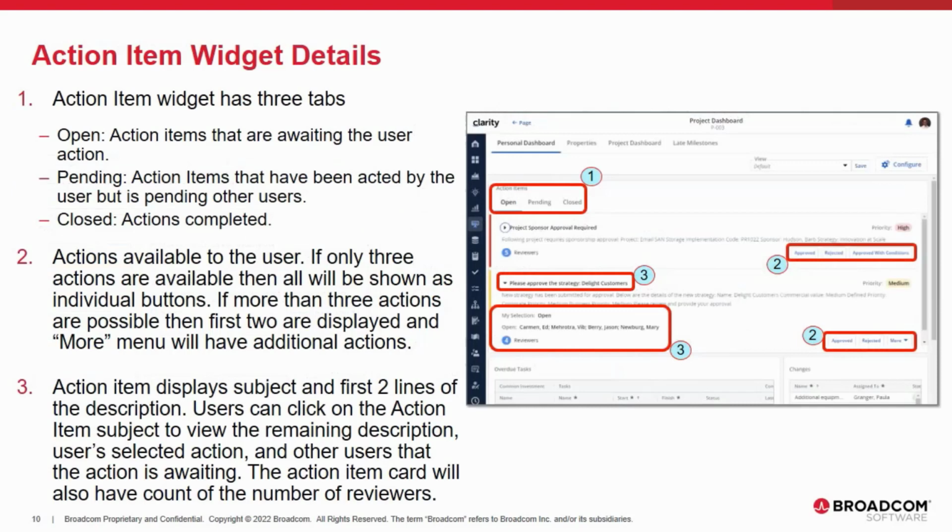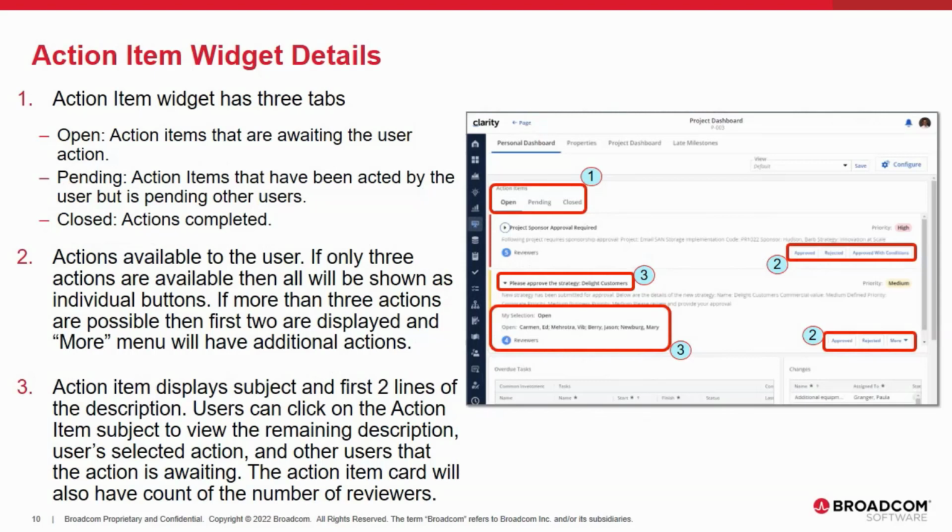The action items widget will have 3 tabs listed in there. The first tab is the Open tab, which essentially lists all the action items that are waiting for the user to act on. The second is the Pending action, which lists any action that the logged in user has already acted on but is still waiting for other users to act on. And then finally, any actions that have been closed will be listed under the Closed tab.